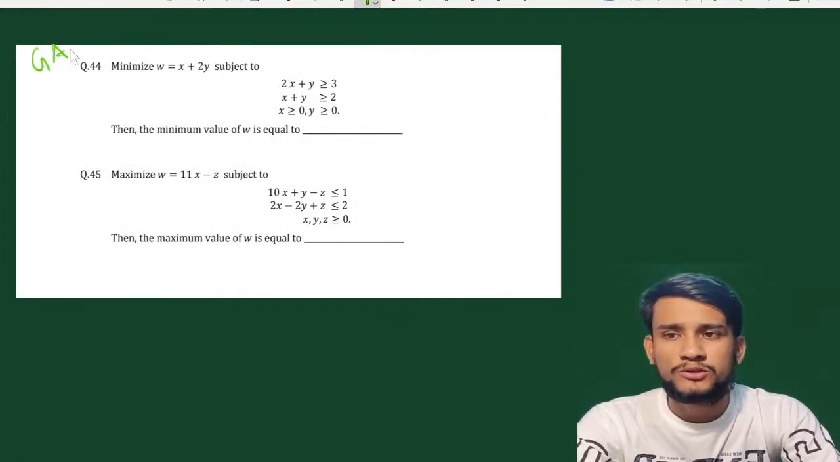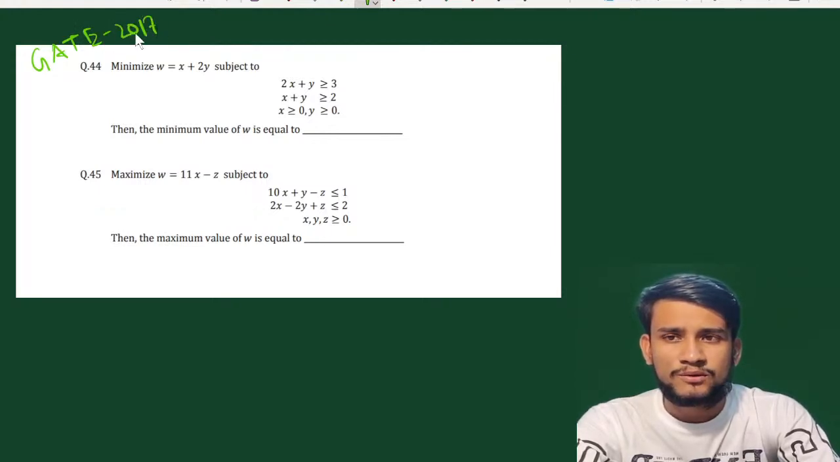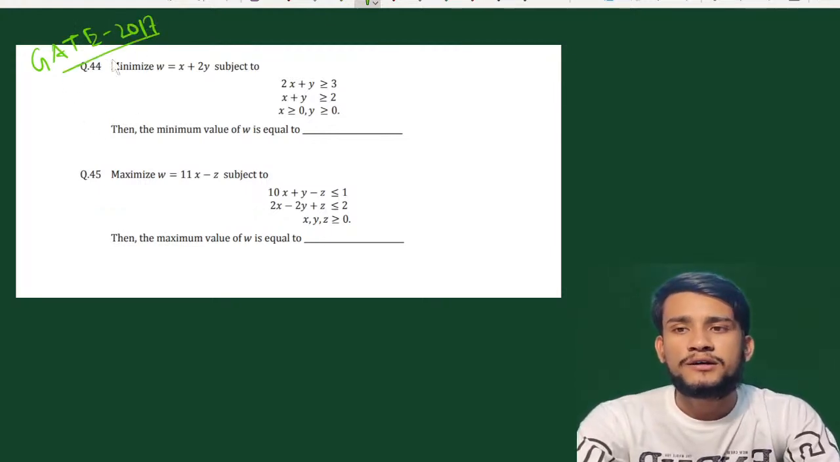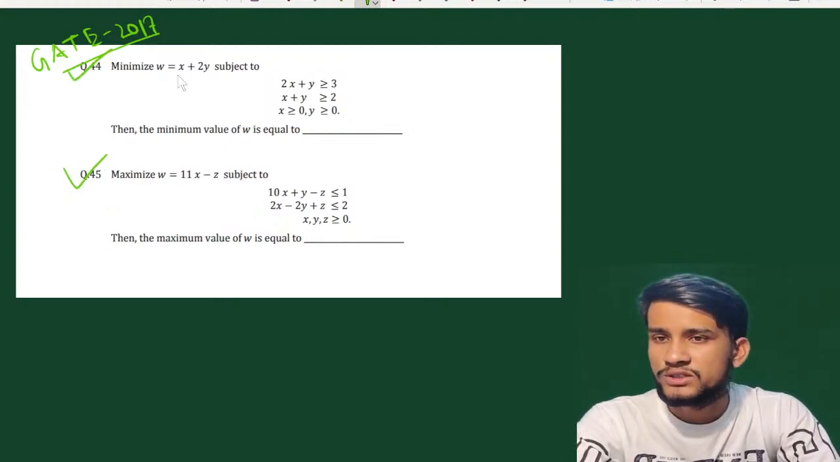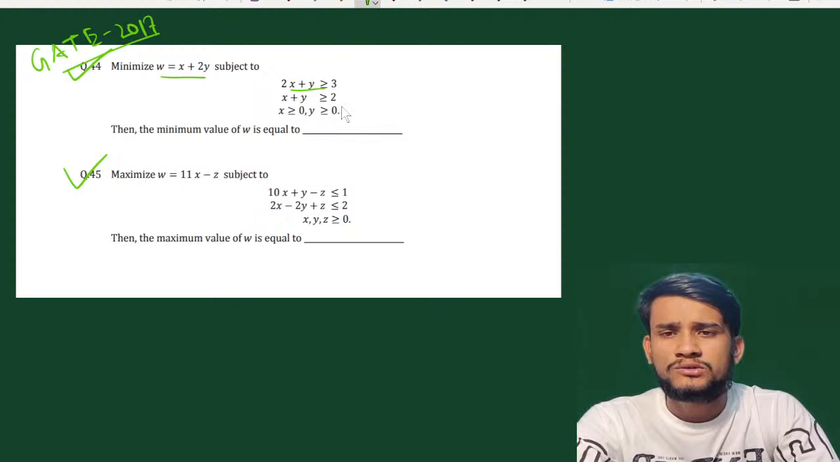These two problems come in GATE 2017, question number 44 and question number 45. Question number 44 says: minimize w equal to x plus 2y subject to 2x plus y greater equal to 3, x plus 2y greater equal to 2. So this is a minimization problem with greater equal to inequalities.